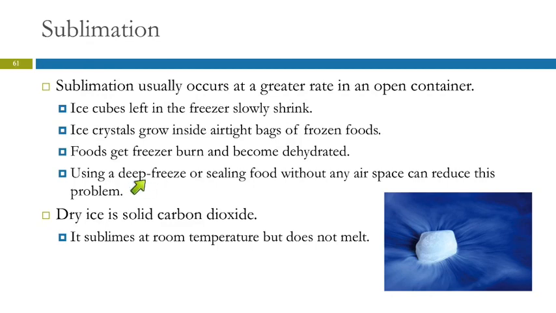Well, a deep freeze is a freezer that keeps food colder than a regular freezer does. The colder the food is, the less sublimation will occur. The other thing you can do is to seal the food without any airspace. So if you take the meat and wrap it in foil, which will compress nicely to the shape of the meat and prevent any air spaces, and then put it in a plastic bag and seal it up, you can reduce the amount of sublimation that occurs.